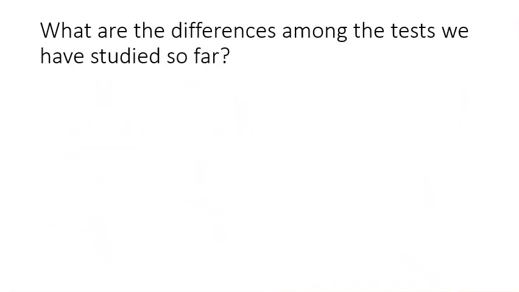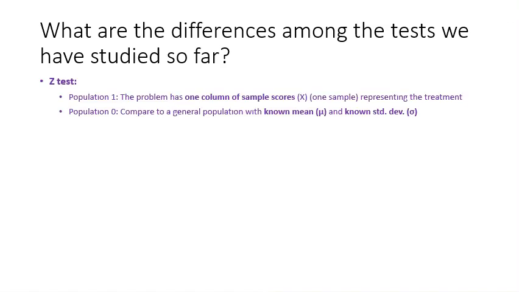So what are the differences among the tests we've studied so far? Well, first off, we started with the Z-test, in which population 1, the treatment condition, had one column of sample scores. We labeled it X, just one sample of individuals representing the treatment. And then we had population, we've always been calling it population 2, but I'm changing to population 0, so we remember it's related to the null hypothesis. It's compared to a general population with a known mean, mu, and a known standard deviation. So we just use that Z distribution.